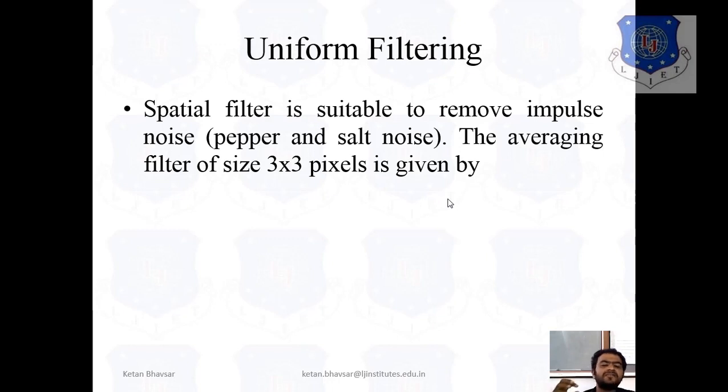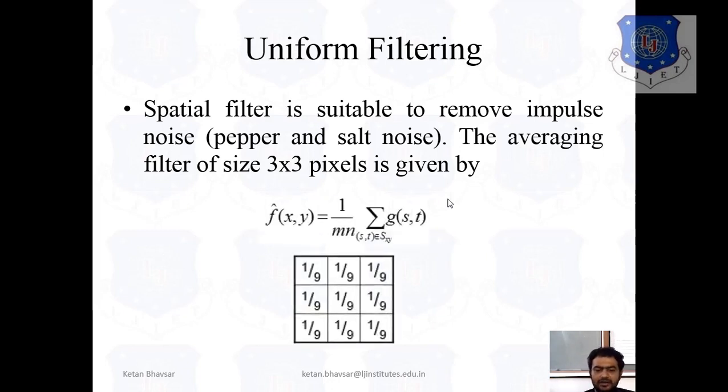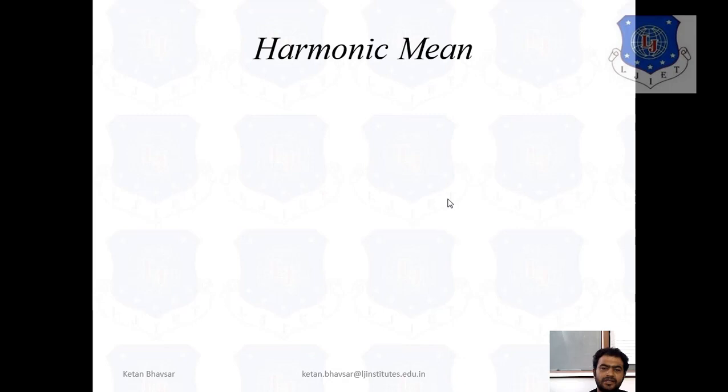With the help of the spatial filter, we try to remove certain noises like salt and pepper with the help of the averaging mask, and it looks like this. Uniform filtering is also possible with the help of the frequency domain, and we try to maintain the accuracy of the system. Here you can see a basic equation: f bar x comma y is equal to 1 divided by mn into the summation of s, t belongs to S xy, g of s comma t. So we try to maintain a filtering mask to remove the noise from the content.